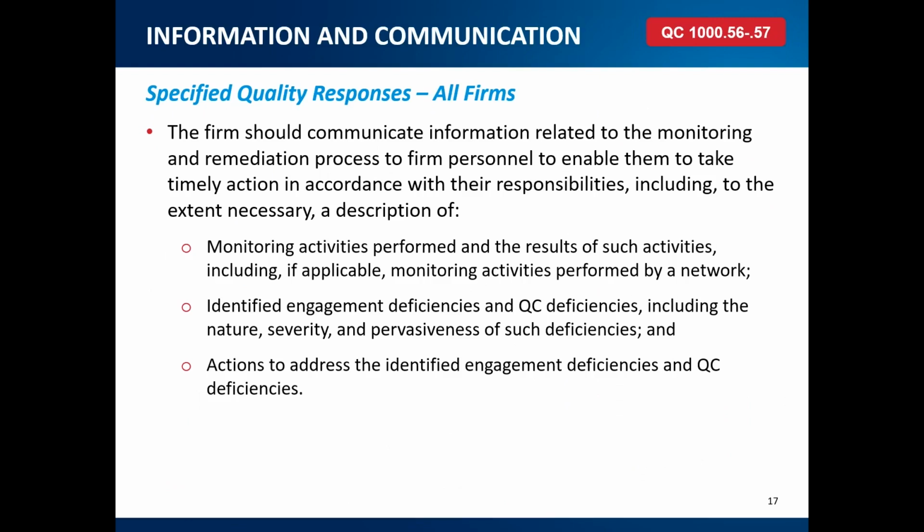When determining the specific information to be communicated to firm personnel, including the nature and extent of the communication, the firm may consider the type of information that is relevant to the recipients given their roles and responsibilities within the firm. For example, information may be communicated to specific engagement teams that may be focused on a description of identified engagement deficiencies and related remedial actions that are likely to be relevant to such firm personnel and their engagements. As another example, information communicated to all firm personnel may relate to deficiencies identified through QC system-level monitoring activities, such as compliance issues in connection with the firm's ethics and independence policies and procedures.